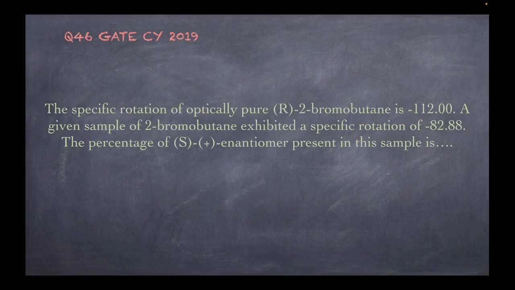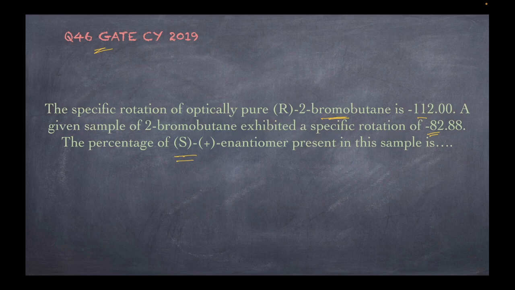So this is question number 46 from the 2019 paper. The question says the specific rotation of optically pure R enantiomer of 2-bromobutane is -112.0, and a given sample of 2-bromobutane exhibited a specific rotation of minus 82.88. So we have to find out the percentage of S enantiomer of 2-bromobutane present in our given sample.